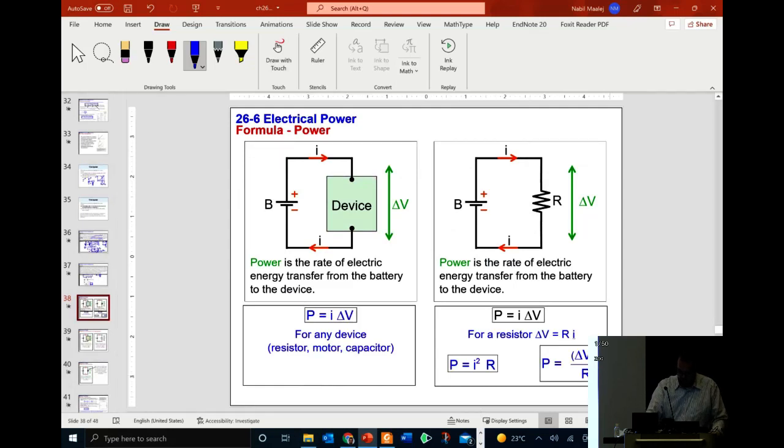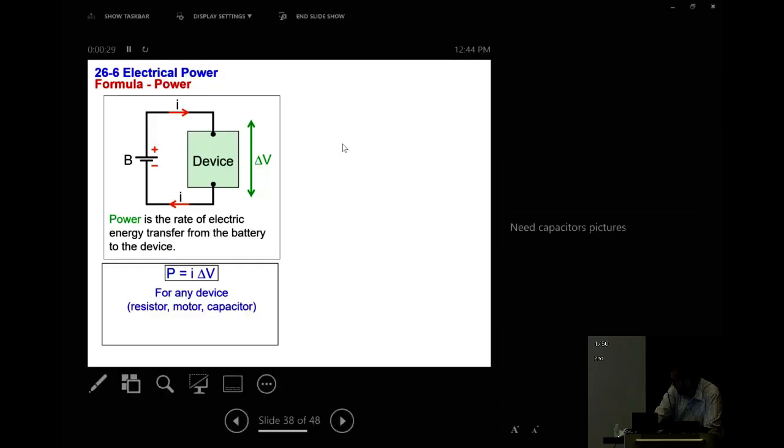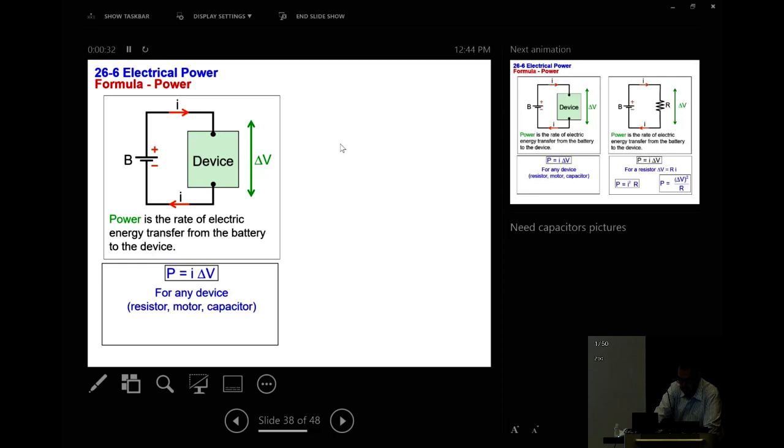We go to presentation mode again. So you can see there, if you have a battery and you connect a device to it, and let's assume you know the voltage across it, you have a multimeter, you measure the voltage and you measure the current. If you have the voltage and the current, you can determine the power through that device.